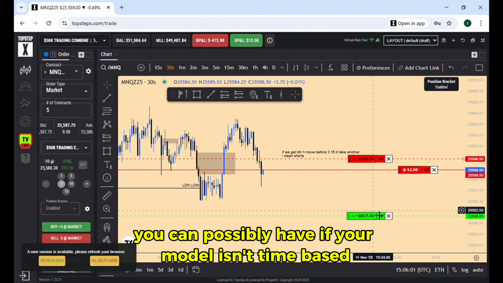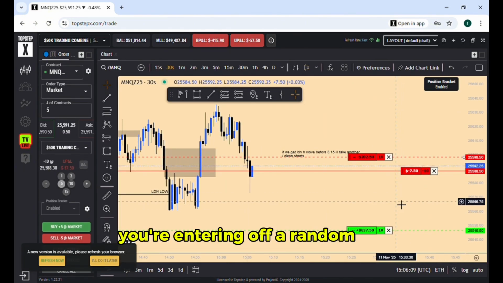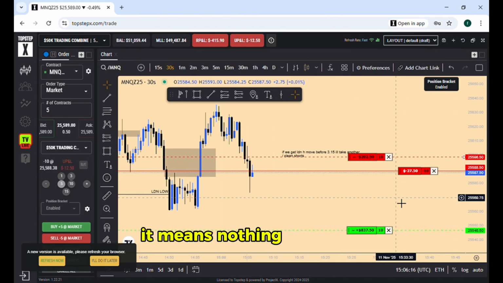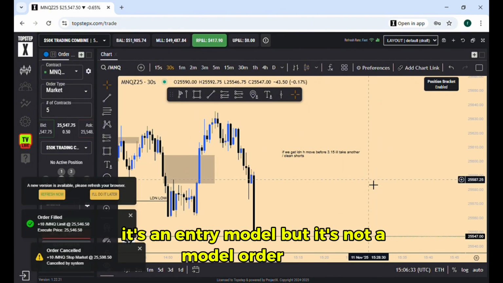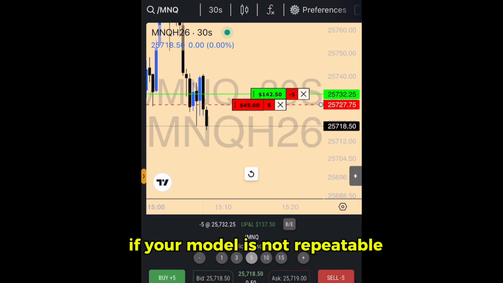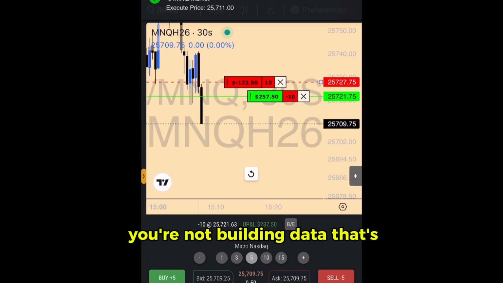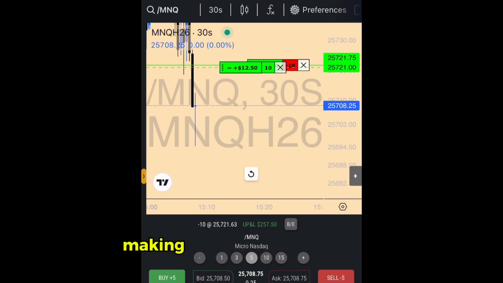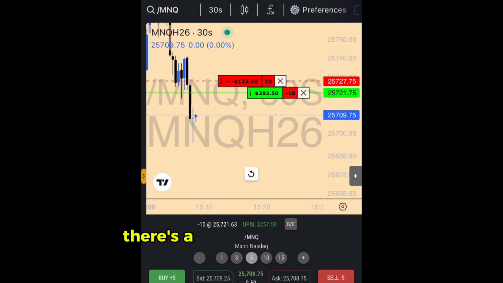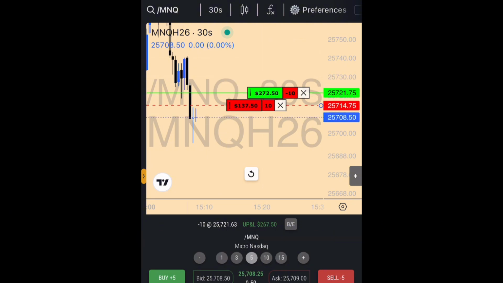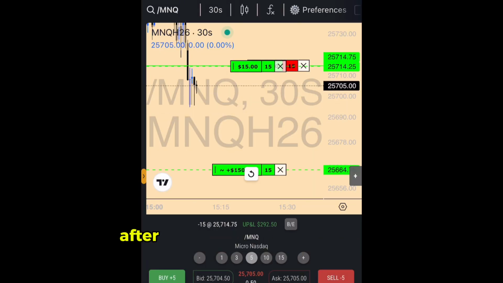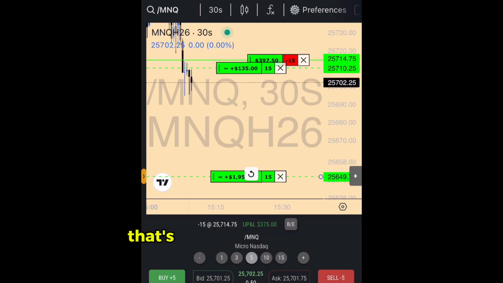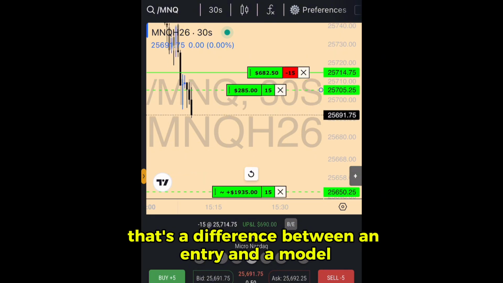If your model isn't time-based, firstly, you're entering off of random sell or buy side liquidity. It means nothing. Random 1 minute fair value gaps. It's just different entries. It's an entry model, but it's not a model. If your model is not repeatable, you're not building data that's reliable. You're just, like I said, making a list of different entries. There's a difference between an entry and a model. And I guarantee the entries you take right now, I would probably take too, after time-based liquidity has been swept. That's the difference between an entry and a model.